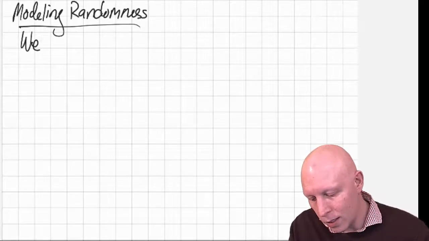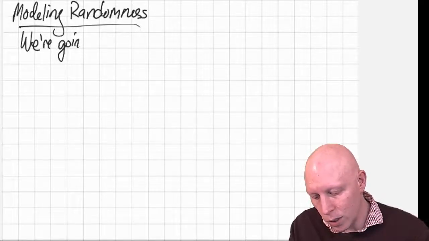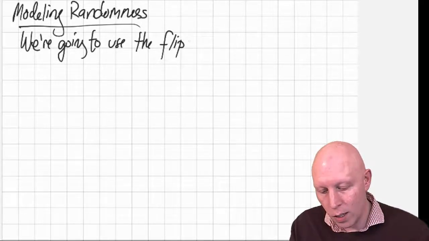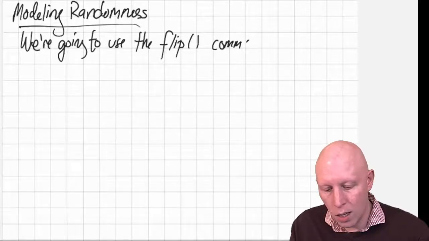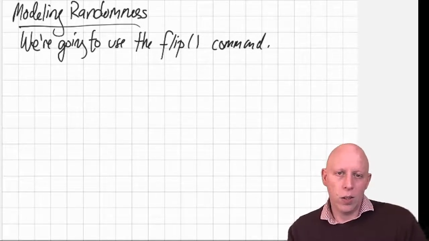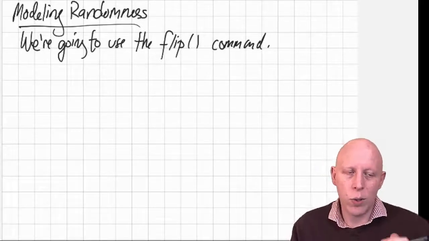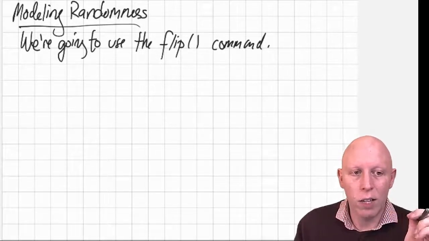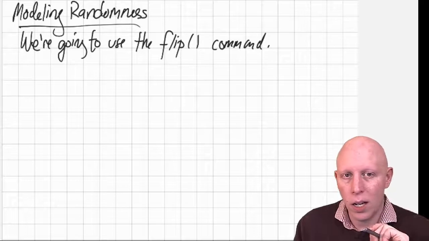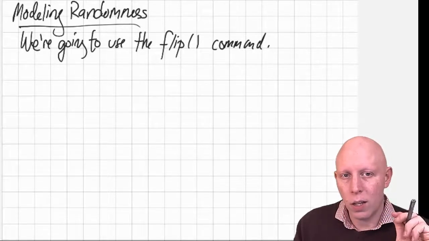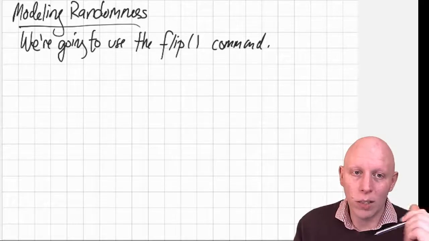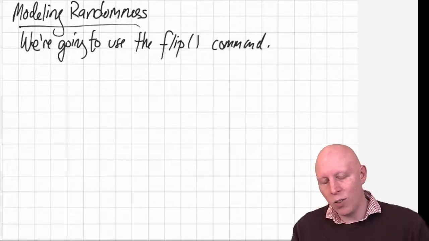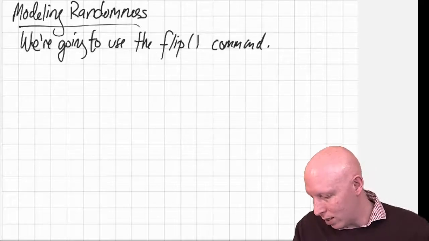We're going to model it. We're going to use the flip command. So the flip command is something that was created by the author, Allen Downey, for ModSim. It's based on random number generation in Python. Let's write down the syntax of the flip command.